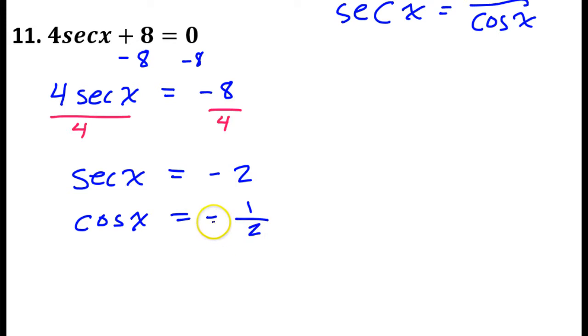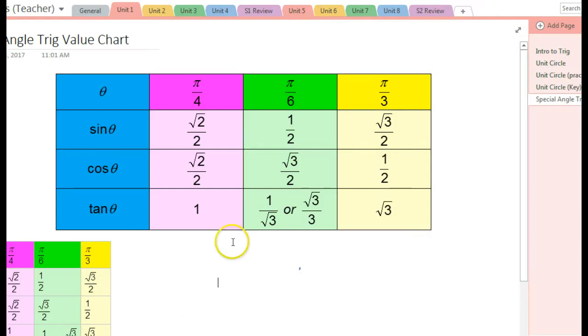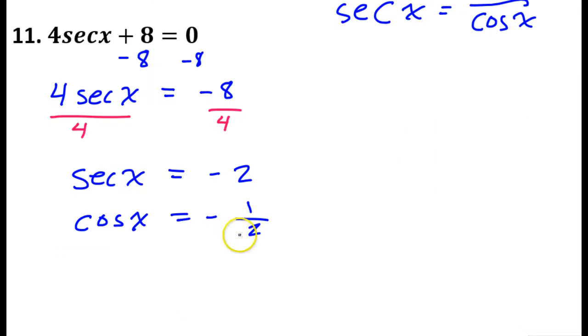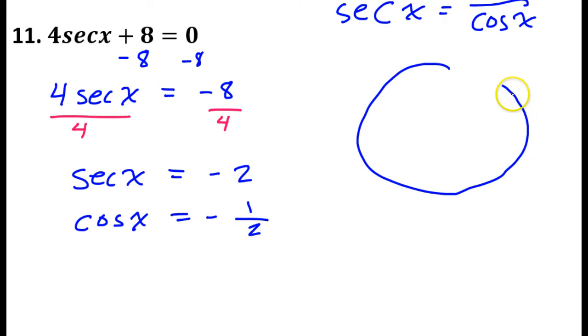Forget the negative for a second and look back at the information that you should have memorized. So if you haven't memorized this, pause the tape and go memorize this. So see the 1/2, the cosine of pi over 3 is 1/2, alright? This should be memorized. So that tells me that the reference angle is pi over 3. That doesn't mean the answer is pi over 3, that's just the reference angle. But that tells me how to draw my picture.